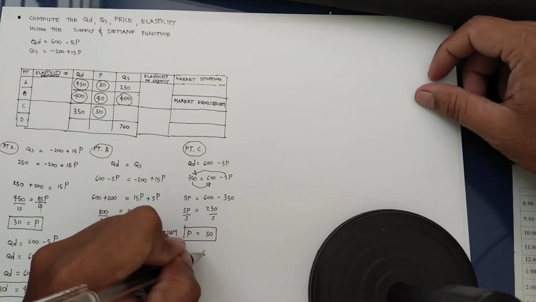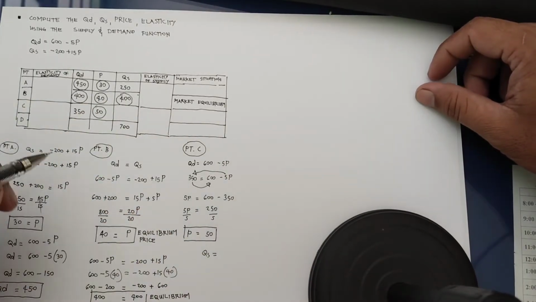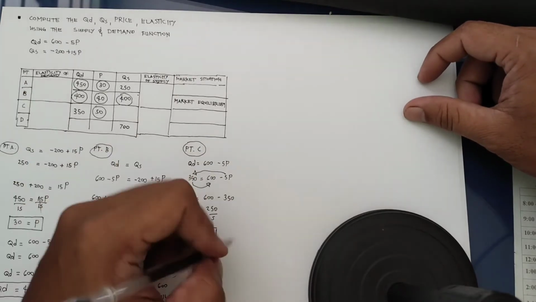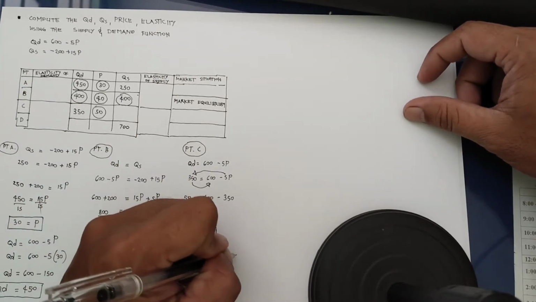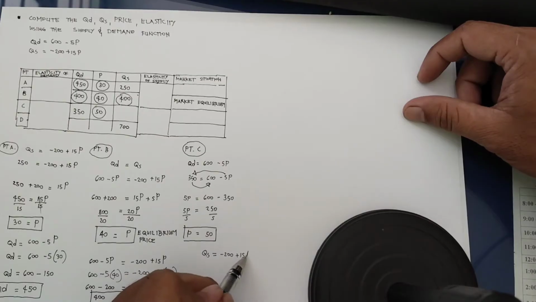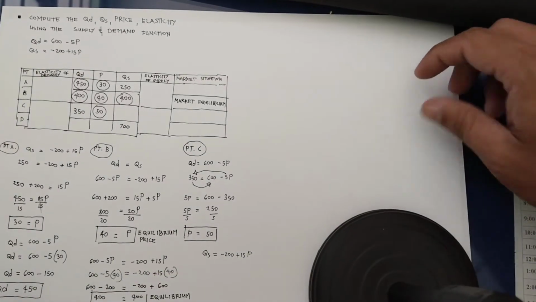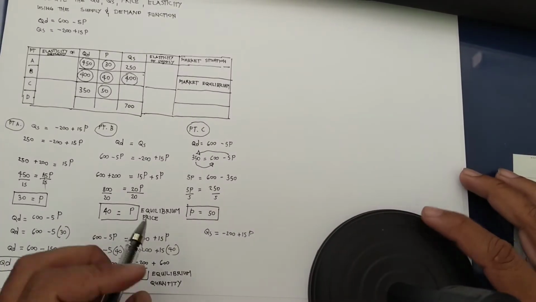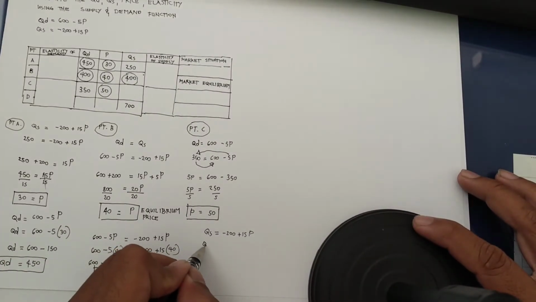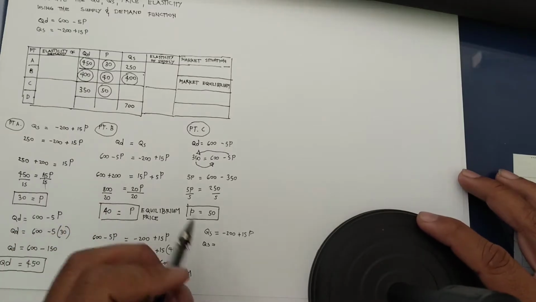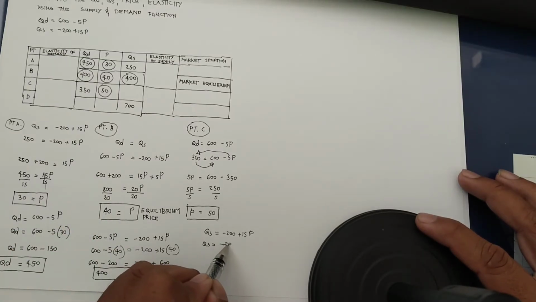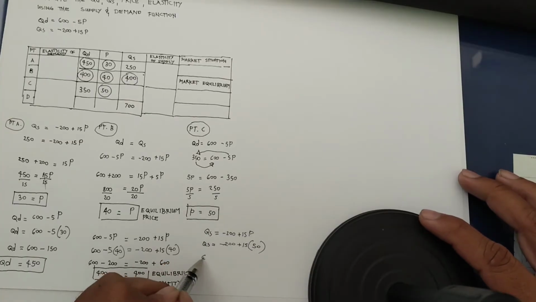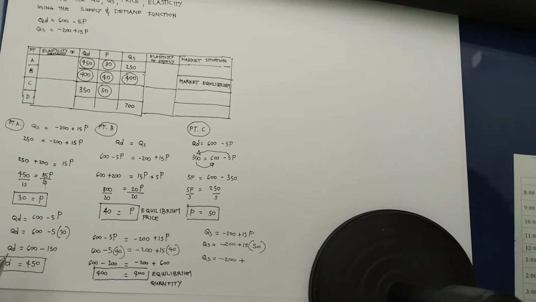Okay, so now we can get our QS. So QS is equals to this one, negative 200 plus 15P. So QS is equals to negative 200 plus 15 times 50.